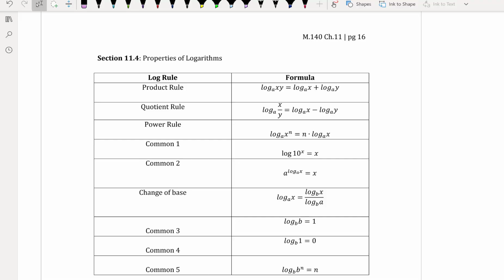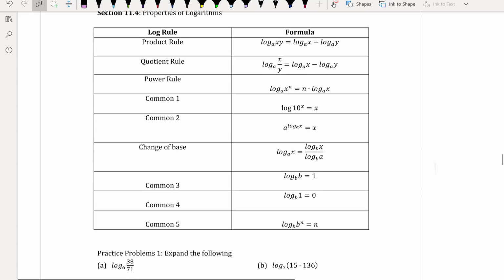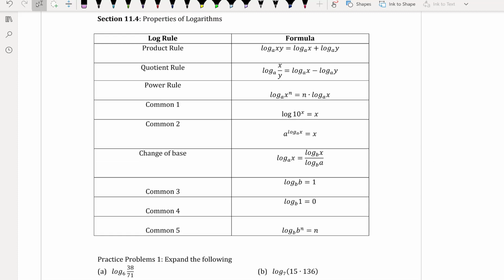We will continue with section 11.4, properties of logs. So here we have all the rules for logs that we're going to use for this chapter, all in one page. We have the product rule, the quotient rule, and the power rule. And I think those three are really going to be the ones that we use the most, okay?